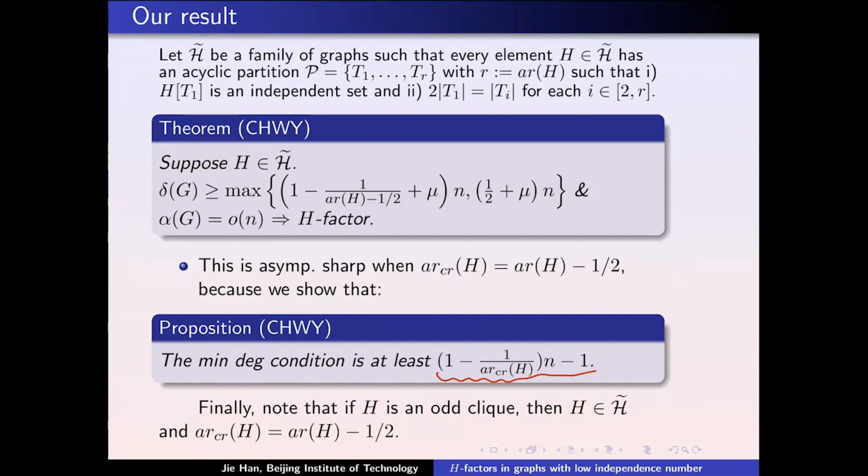We only obtain a weaker type of result. At the moment, we want to save ourselves from these odd cliques. Our first theorem didn't make it, but now we make it for odd cliques as follows. We define a special family of graphs, which in particular includes odd cliques. Namely, such a family contains graphs that have an acyclic partition where essentially the first part T1 is smaller, and the others are twice as large as T1. So T1 is smaller, the others are larger. And H[T1] is independent.